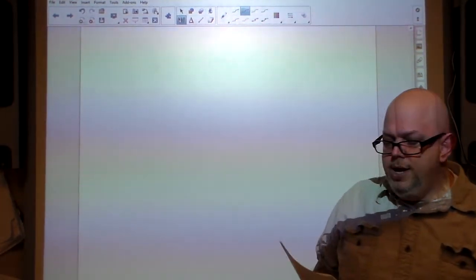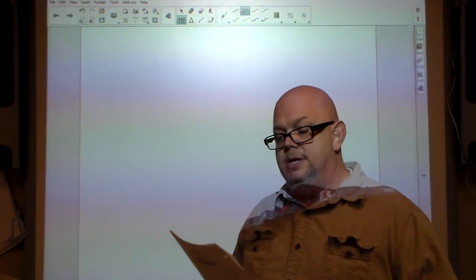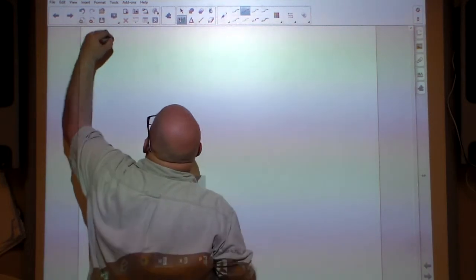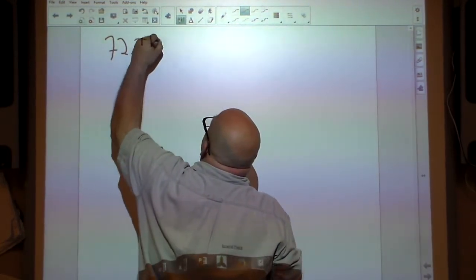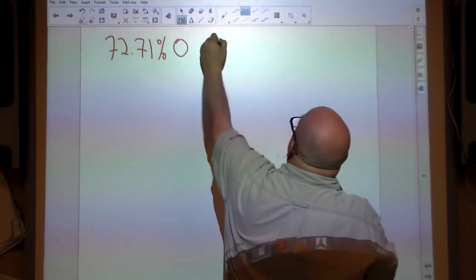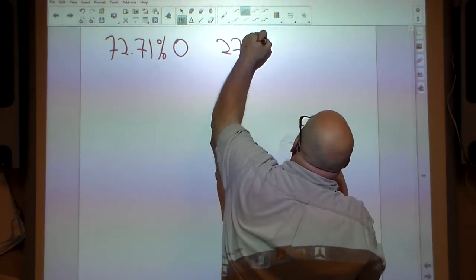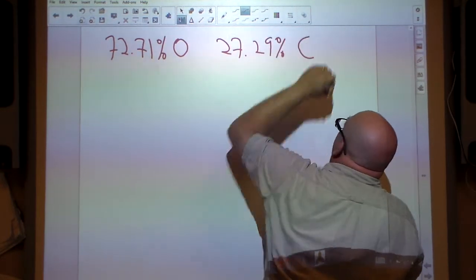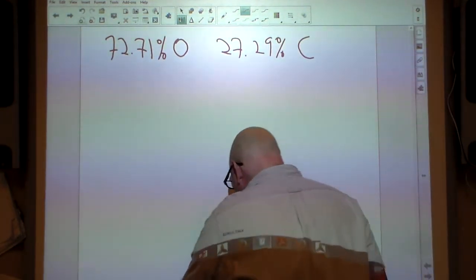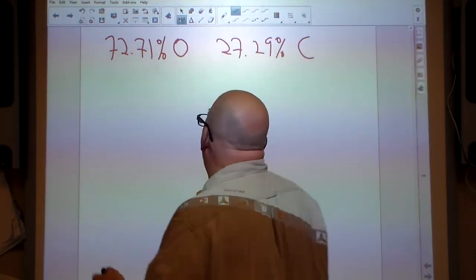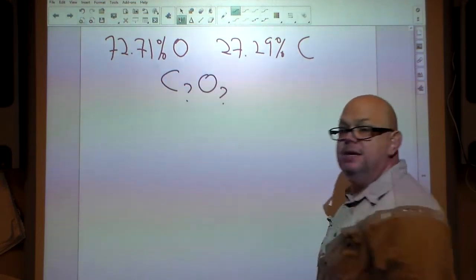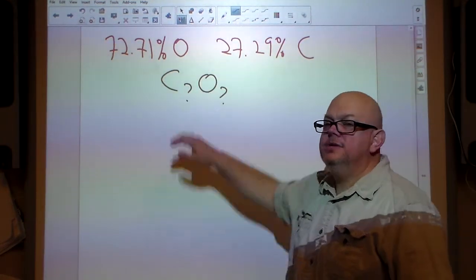So we have an unknown substance that's been analyzed, and we found it's 72.71% oxygen by mass and 27.29% carbon. So that's the percentage they gave us. Now, the question they're asking about the empirical formula is, what is it?